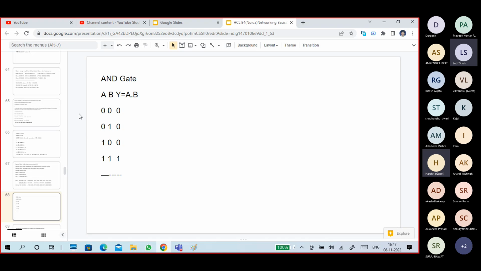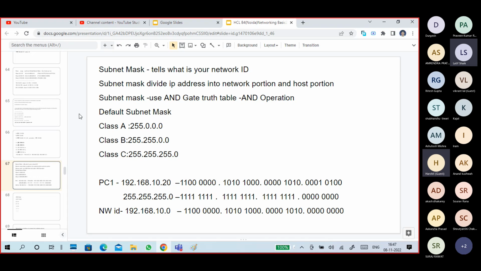It's a comparison type of thing we are using here, but it's not a comparison. In an AND gate logical operation, it is not a mathematical operation, it is a logical operation. 0 and 0 means the output is also 0. If both inputs are 1, the output is 1. If any input is 0, the output is 0. So by that you can check the network ID of a particular IP address with its subnet mask.